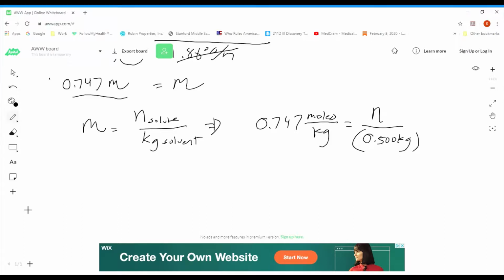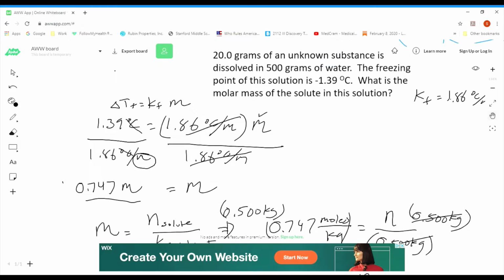I need to get N by itself, so I need to get rid of the 0.5 kilograms on the right, which means I'm going to multiply both sides by 0.500 kilograms, so that these cancel. But because I multiplied one side, I have to multiply the other side by 0.500 kilograms, right there, multiplied by this 0.747 moles per kilogram. So my moles, N, sorry, that got a little crowded, is 0.747 multiplied by 0.5. It was 0.5, right? Let me double check. Yes.